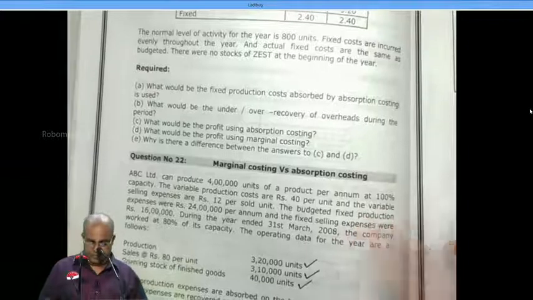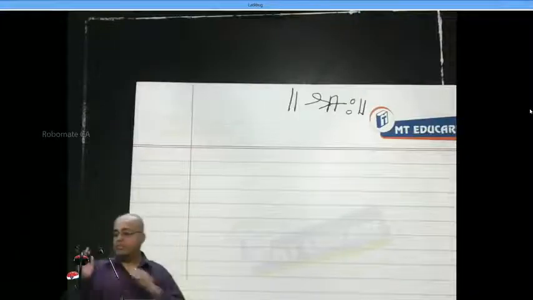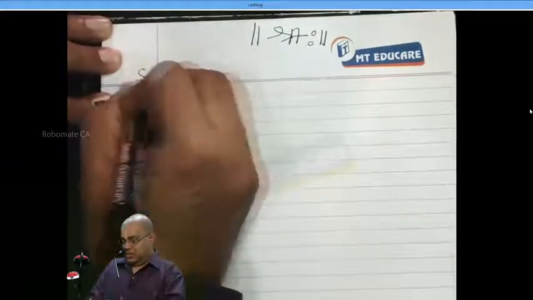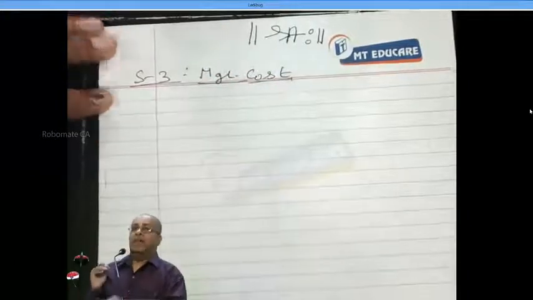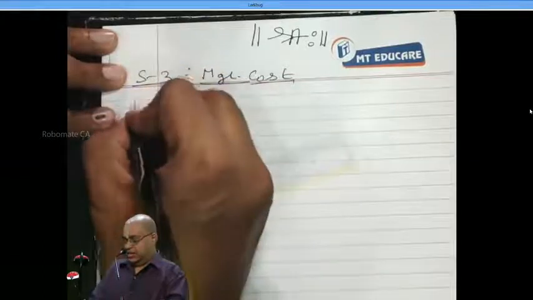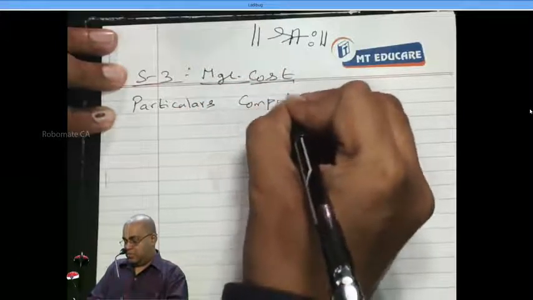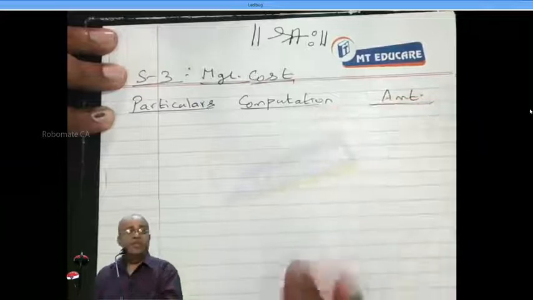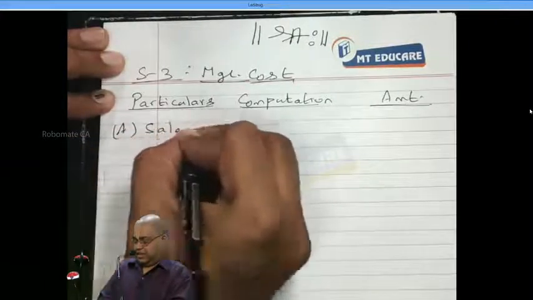Now, next. Step 3, marginal costing income statement. Can we start or not? Have the 3 columns: particulars, computation, and amount. Now tell me what is the first item in the income statement. Capital A: Sales. First item is sales.